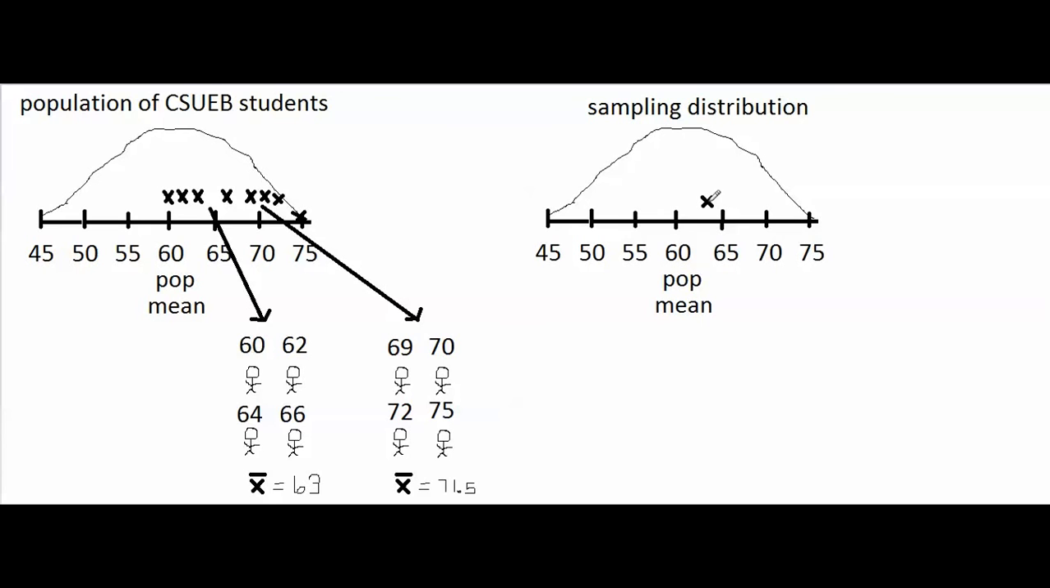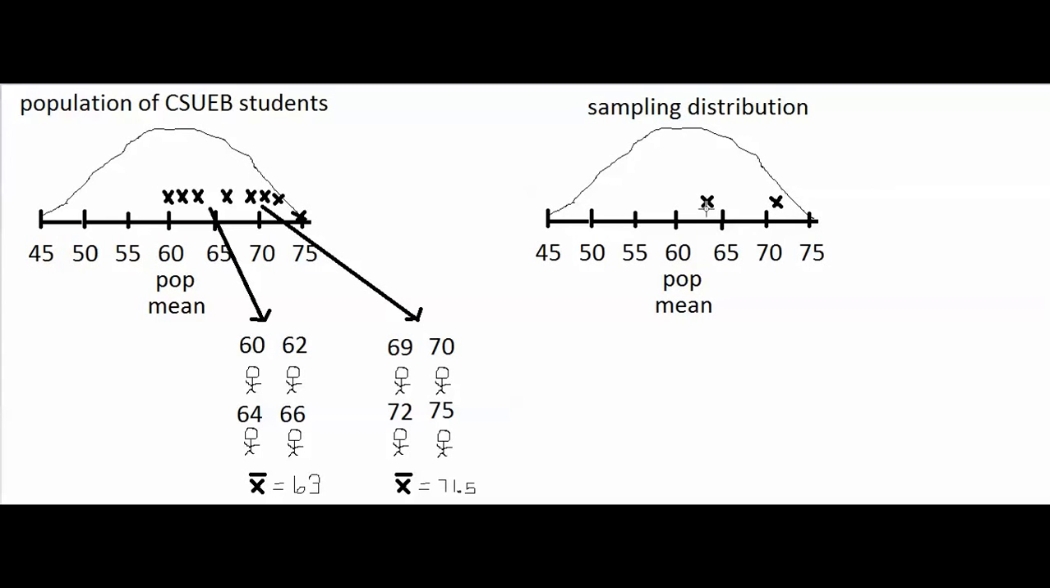Because this X right here was the mean of this group of 4 people. Right here we have a different possible sample of 4 students. So the mean of this sample will be a different X under the sampling distribution. So the mean of this sample will be right here. They have a mean of 71.5.